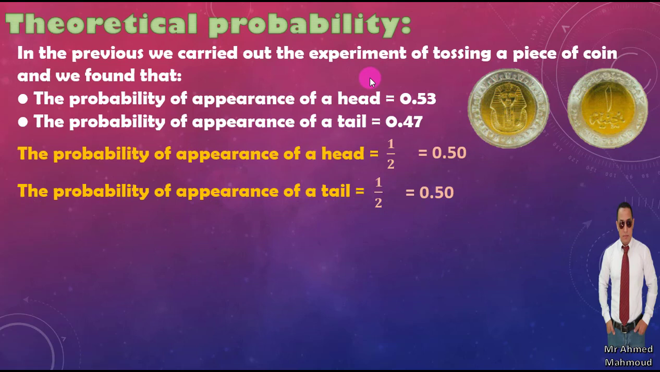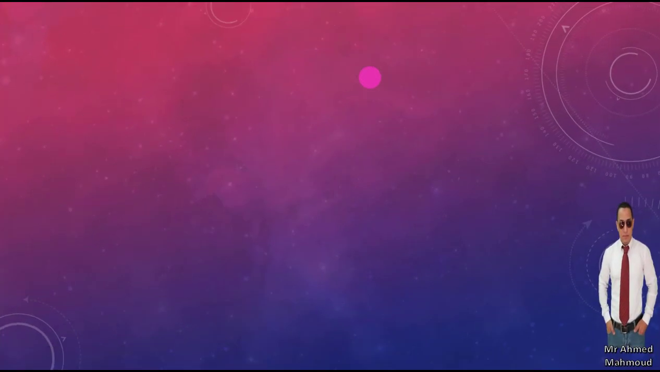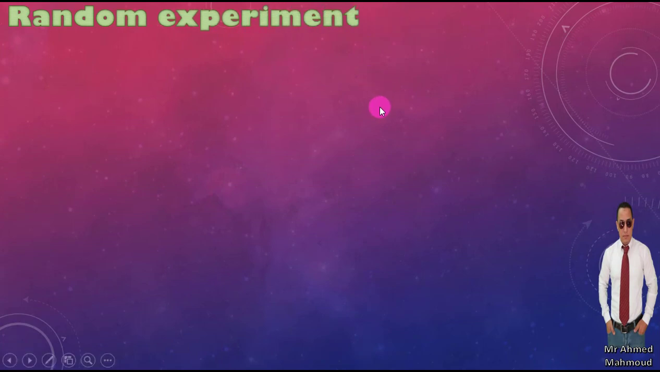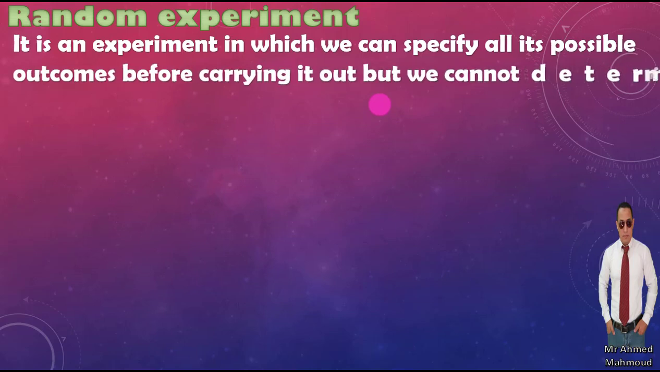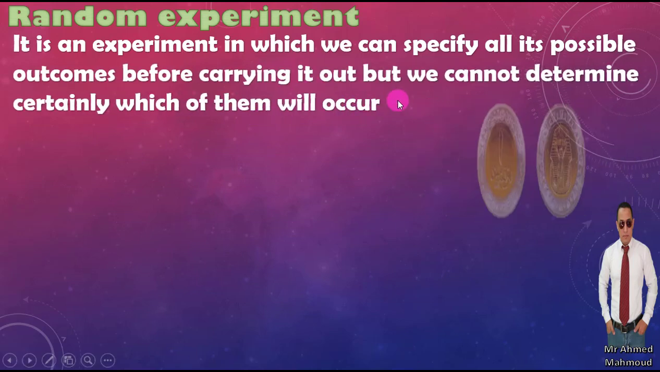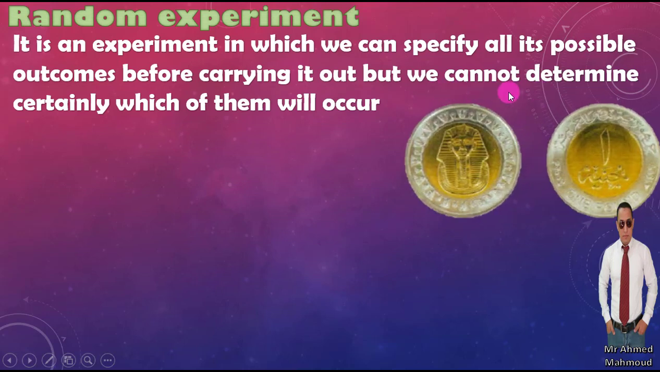Okay, now let's study the components of the probability. First we are going to study the random experiment. What is the random experiment? When we do any experiment without looking at the result directly, it is called a random experiment. Again, it is an experiment in which we can specify all its possible outcomes before carrying it out, but we can't determine certainly which of them will occur.